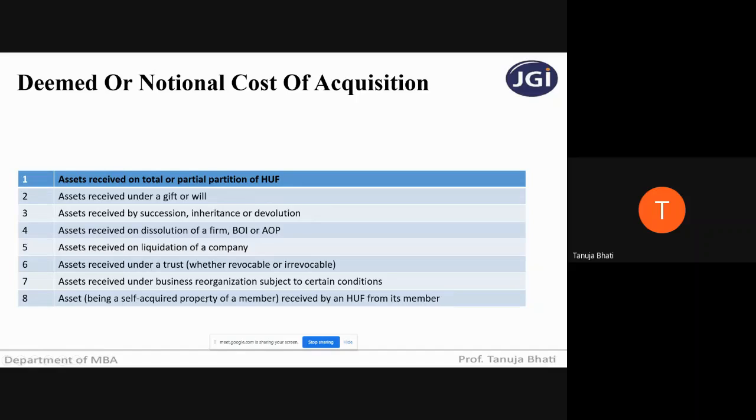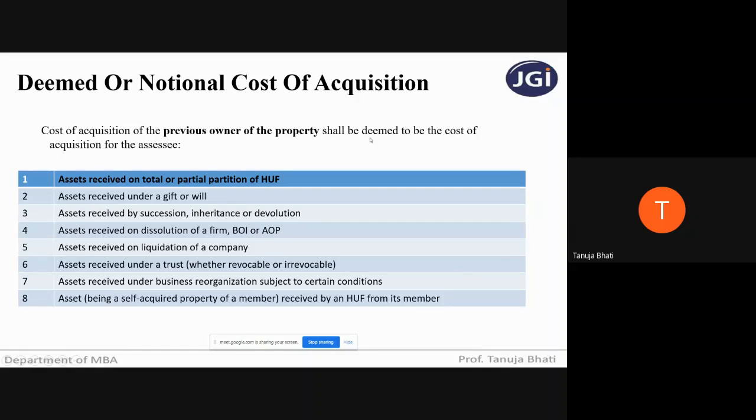So students, did you all understand that in all these 8 cases or situations, there is no cost of acquisition. There is no actual cost of acquisition because they have received that particular asset. The SSC is receiving these assets in these situations without any consideration. So then, suppose that SSC is selling that asset in future or transferring the asset in the future, what is going to be the cost of acquisition that you are going to consider? So students, the cost of acquisition of the previous owner of the property shall be deemed to be the cost of acquisition for the SSC.